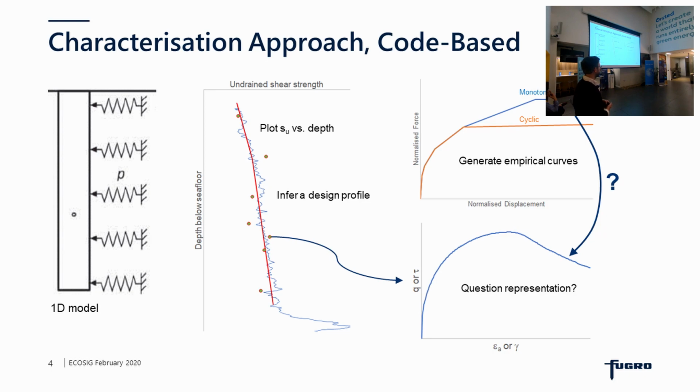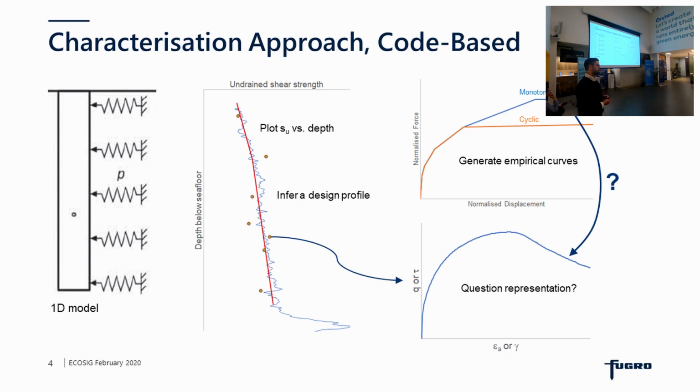For some reason, we also develop cyclic curves for that, and often there's even no cyclic data on which we base those. But conventionally, we might accept that this is generally, for most soil types that we find in the North Sea, certainly a conservative representation of the actual response.